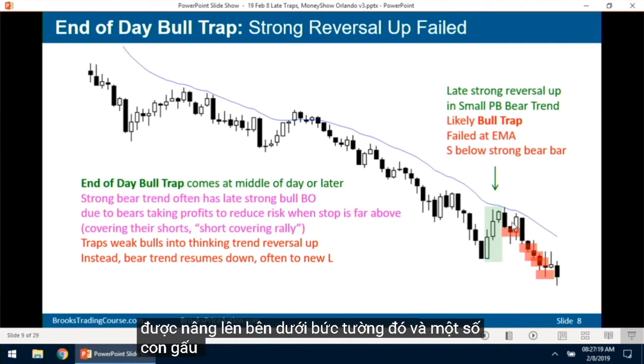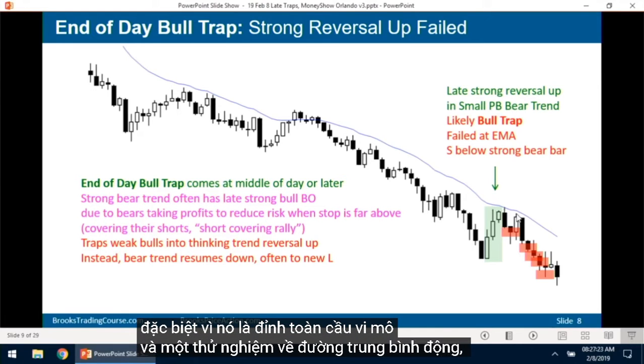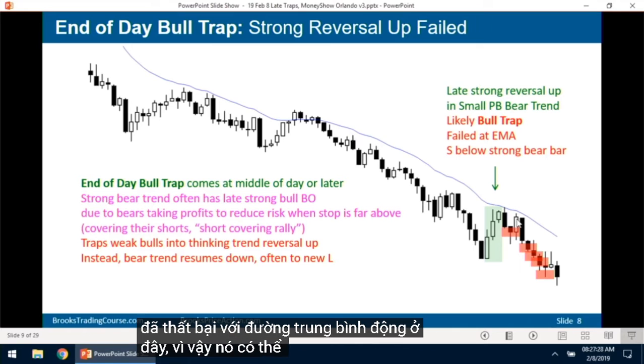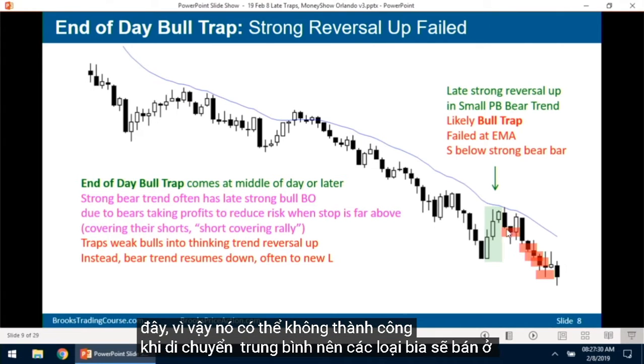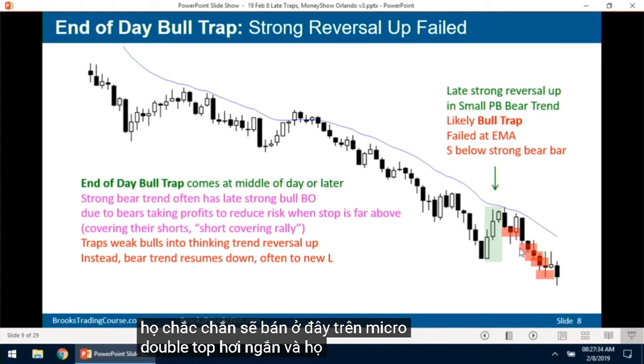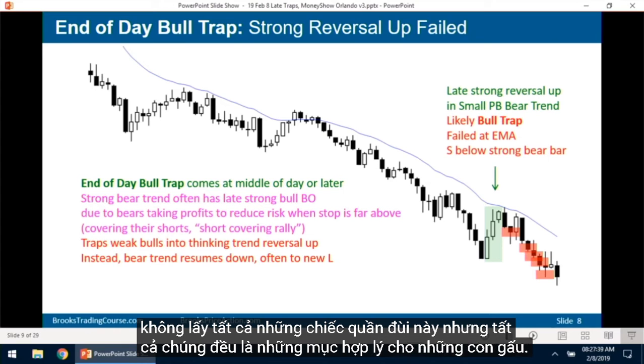And some bears will sell below that bar, especially since it's a micro double top and a test of the moving average. It failed at the moving average here, here, here, so it might be failing at the moving average. So bears will sell here. They'll definitely sell here, a micro double top, a low too short. And they don't take all of these shorts, but all of them are reasonable entries for bears.